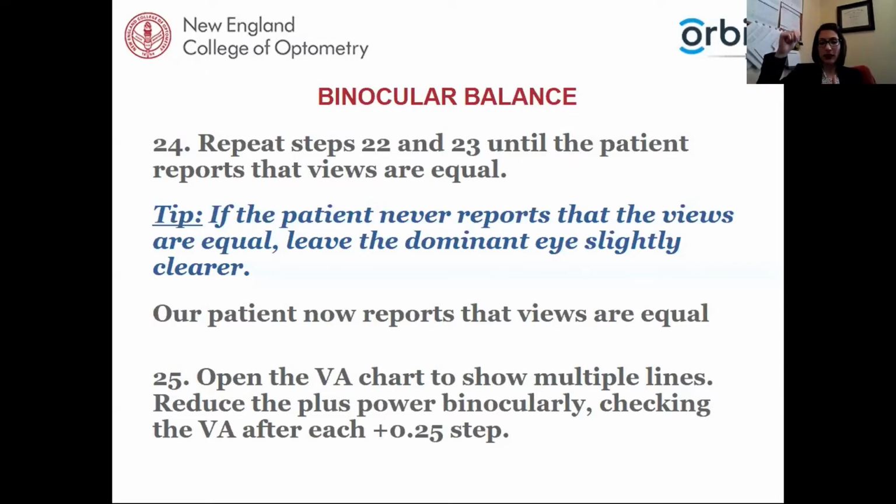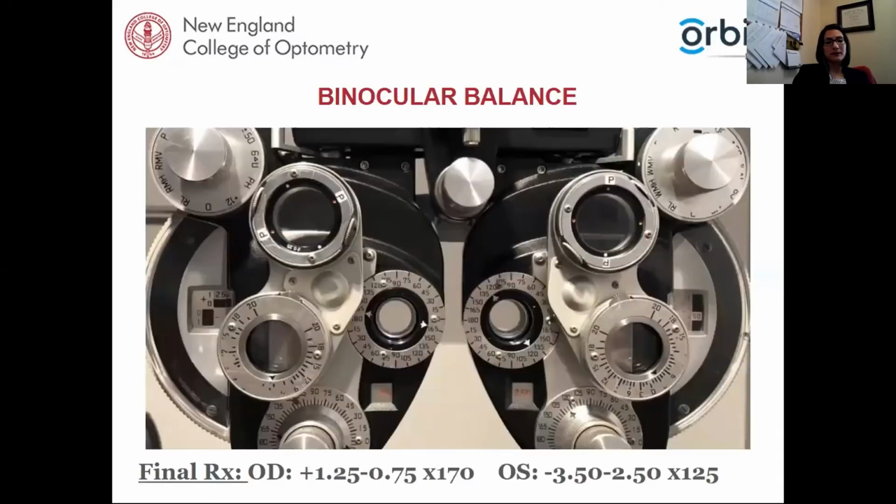with the 20/20 at the bottom, and reduce the plus power by a quarter diopter at a time, asking the patient, what's the lowest line that you can read? Take out another plus a quarter, what's the lowest line you can read? Until they're able to read the 20/20 line.